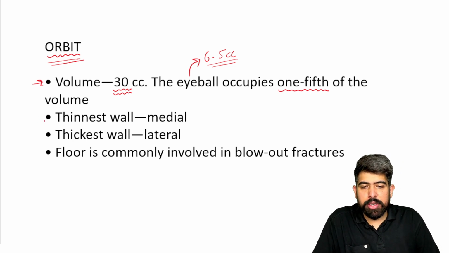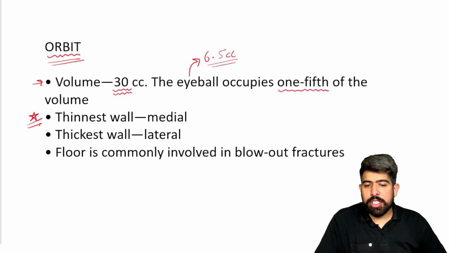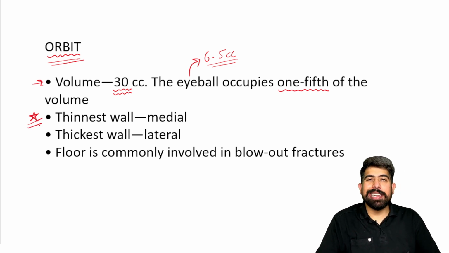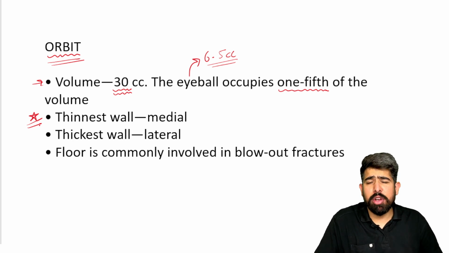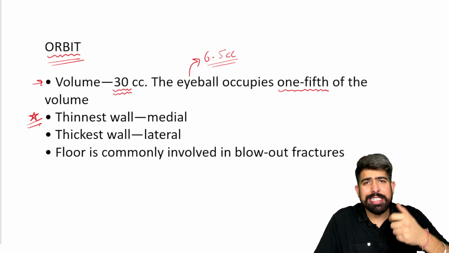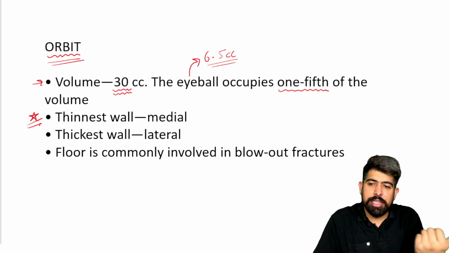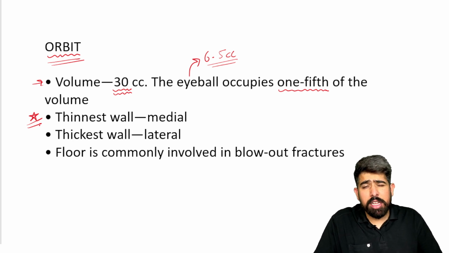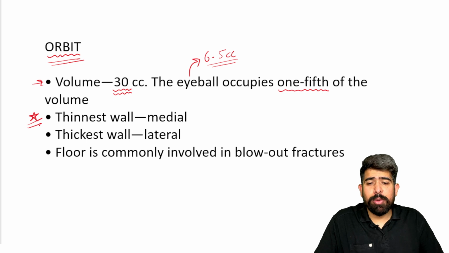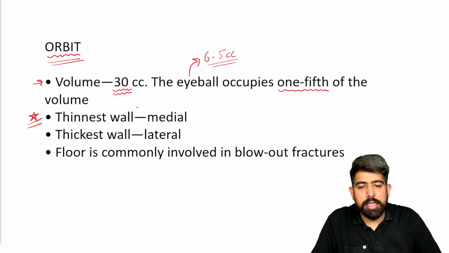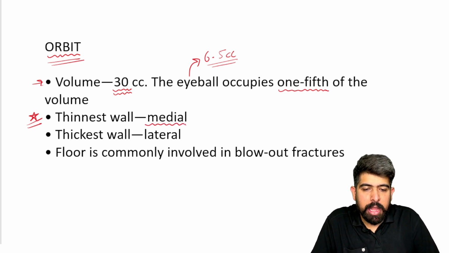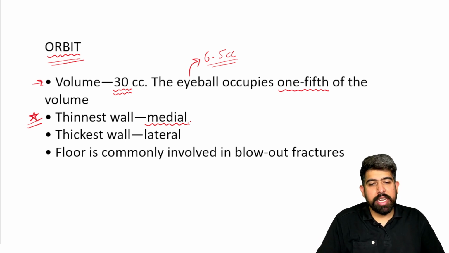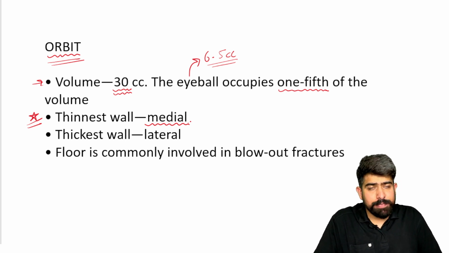Mark this as important, they can ask you which is the thinnest wall of your orbit. The orbit is like a cavity, so it surely has 4 walls: the roof, the floor, the lateral wall, and the medial wall. If I'm talking about the thinnest wall, it is your medial wall. The medial wall is the thinnest wall of your orbit.